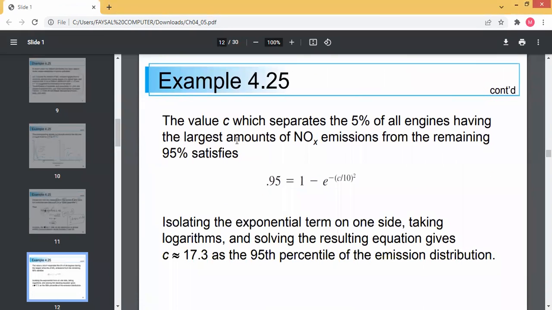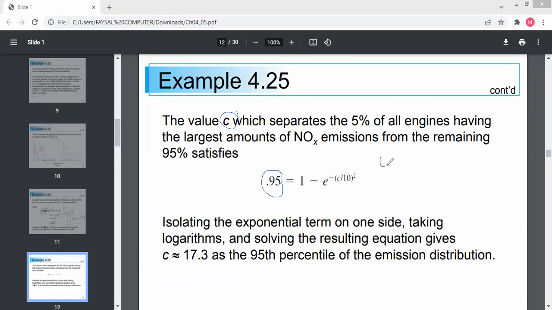Okay, the next one is that I have to find the value C, which separates the 5% of engines having the largest amount of NOx emission from the remaining 95%. So my remaining will be 95%. This means that 0.95 equals 1 minus e to the power minus C upon 10, with the value of 2 again. So how to find C?